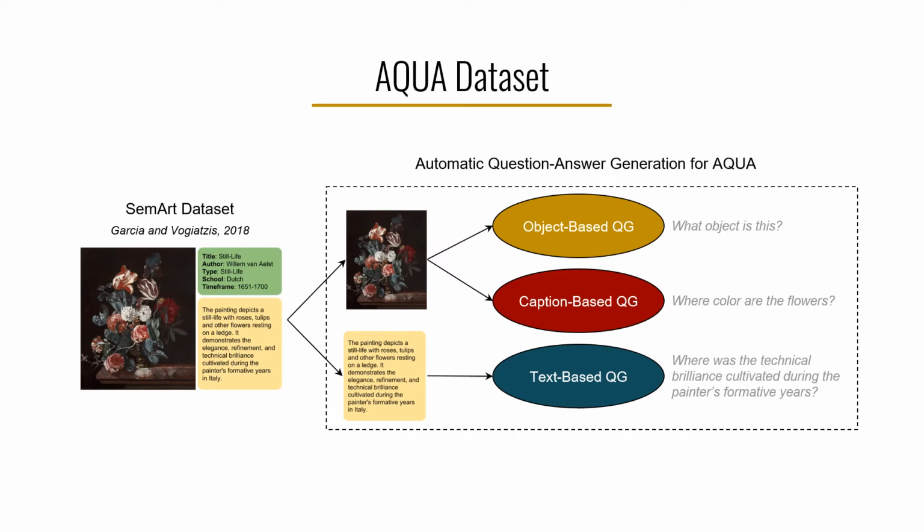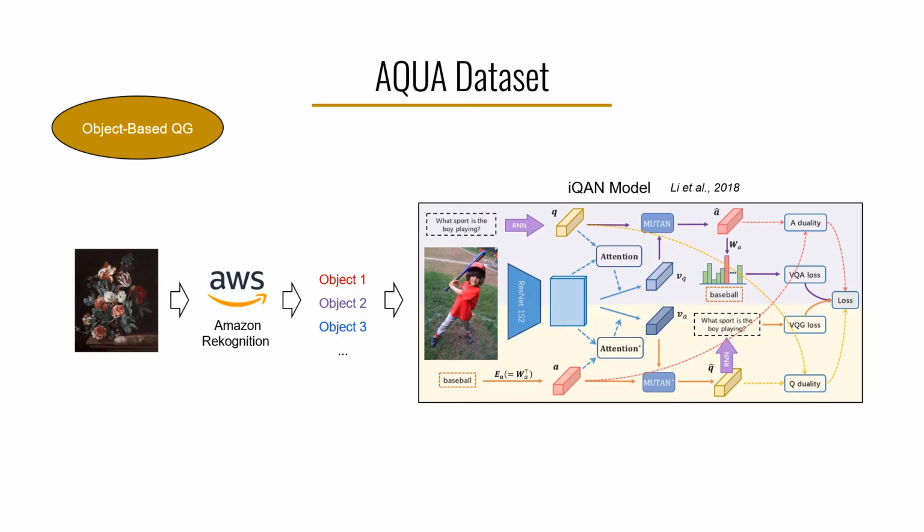More specifically, from the image of the painting, we generate visual questions using two techniques, one based on object detection and the other one based on caption generation. Also, from the comment of the painting, we generate knowledge-based questions using text-based question generation. To generate the visual questions using object detectors, we rely on two techniques.